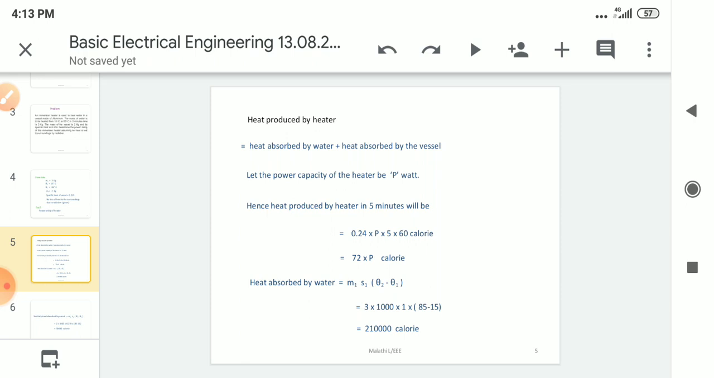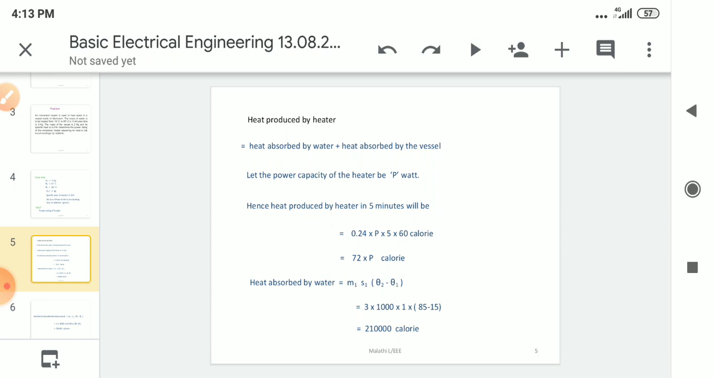If we substitute all the values in this equation, here 3 into kgs, that's why 3 into 1000 into s1 equal to 1, theta 2 is 85, theta 1 is 15. Substitute all the values, then our answer is 21,000 calories or 21 kilocalories. So heat absorbed by water, we have found.